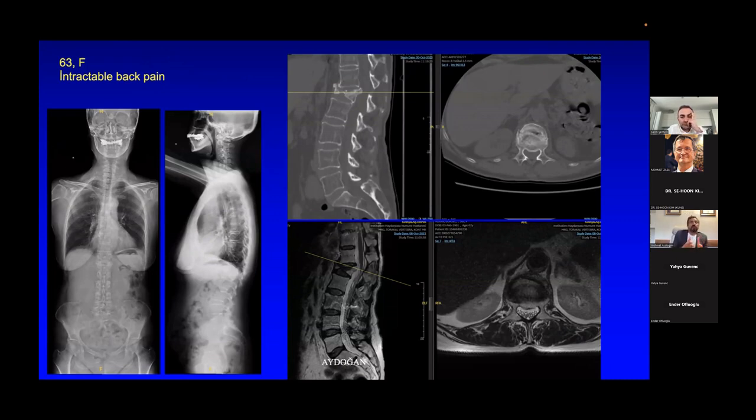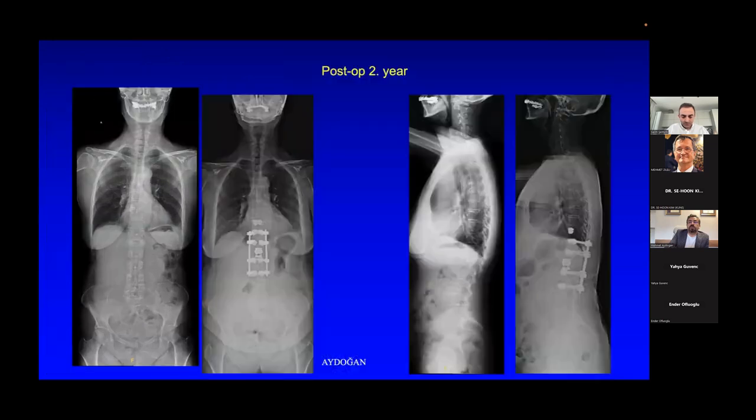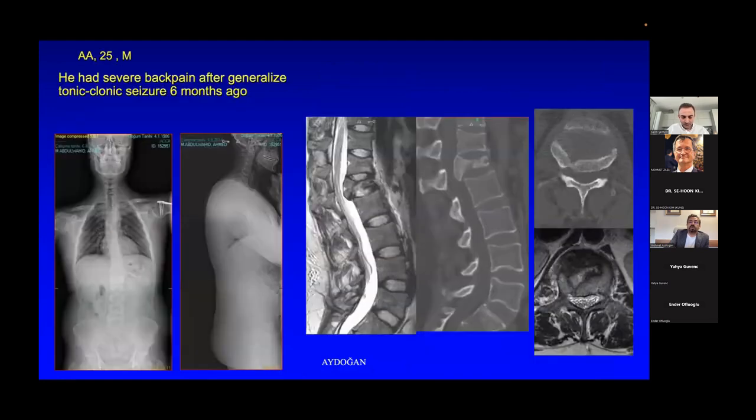She was a nurse. We did this procedure 1 year ago. She had only back pain, but intractable back pain. We couldn't treat her back pain, so I planned to do a modified PVCR with cement-augmented pedicle screws. Now she's okay.